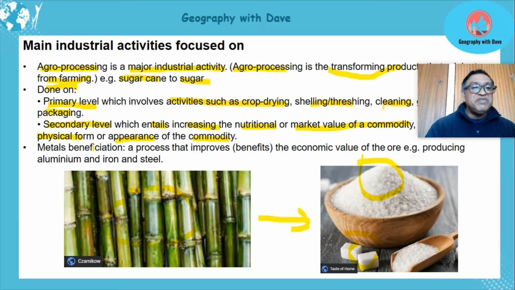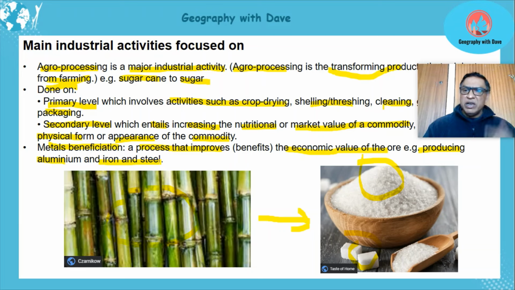Then metals beneficiation. Beneficiation is a process that improves or benefits the economic value of the ore. Example, producing aluminium and iron and steel. It's done in this area. You take it, you change it, and it improves the benefits.